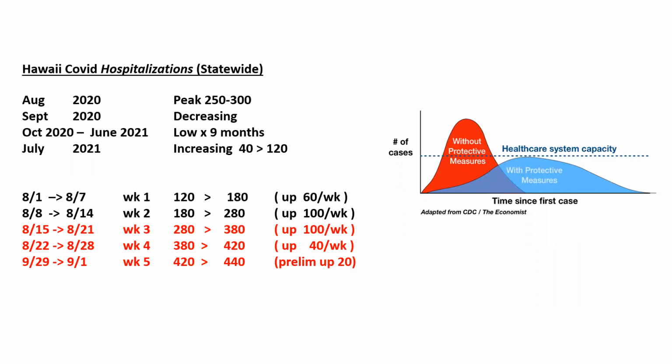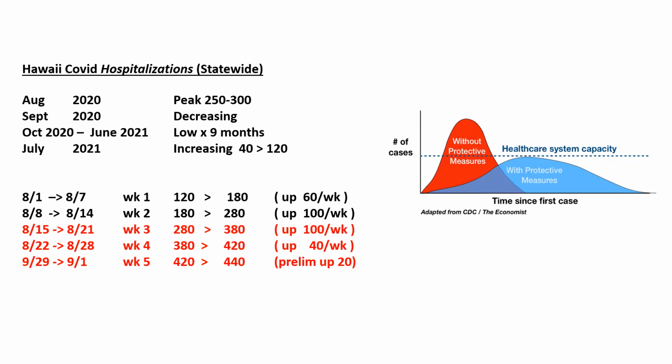So this is a summary of what we went over in the last slide. Back in August 2020, we peaked at around 300 for COVID hospitalizations. In September 2020, it was on the decline. Hopefully we see that this September, but we'll see. Then for 9 months, Hawaii had the lowest rate of hospitalization probably in the nation. It was super low for 9 months. And then in July of this year, we started to uptick. We went from 40 to 120 in the hospital.